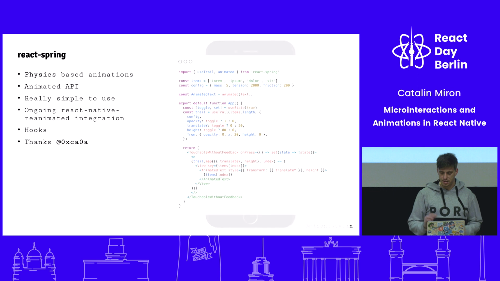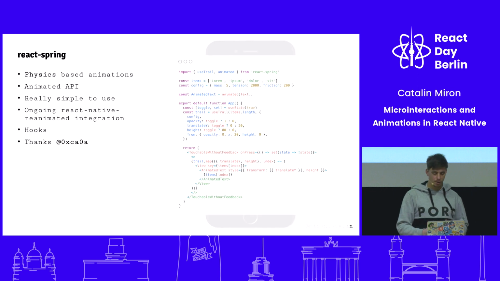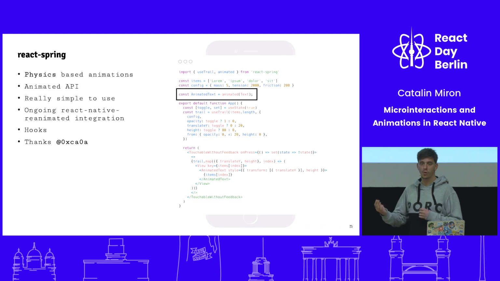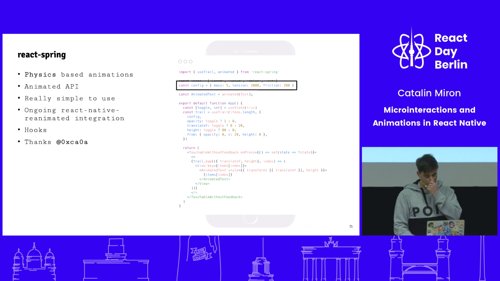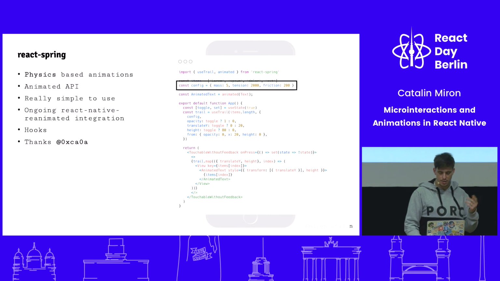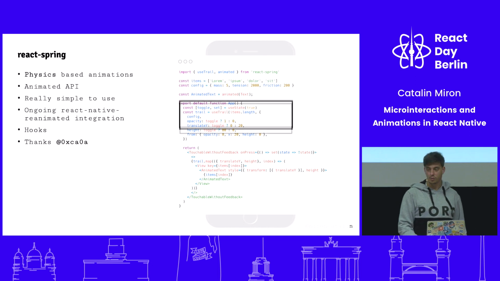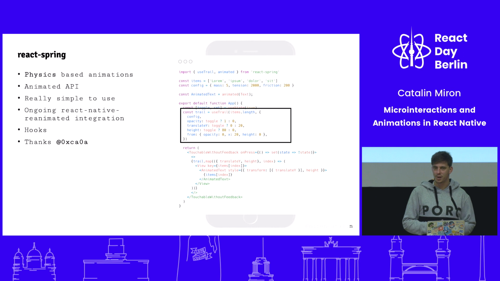Let's take a look at the code for this example and how we can do it. The first one, again, you can wrap your existing components with an animated function. Pass the config. In our case, we pass the mass and the tension there. Also friction, because it's physics-based.